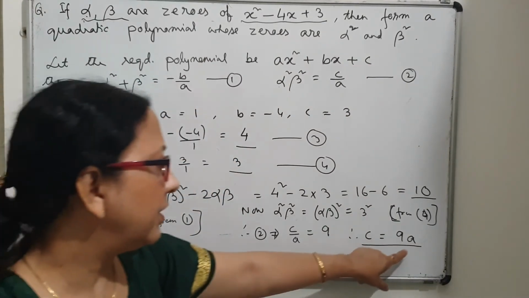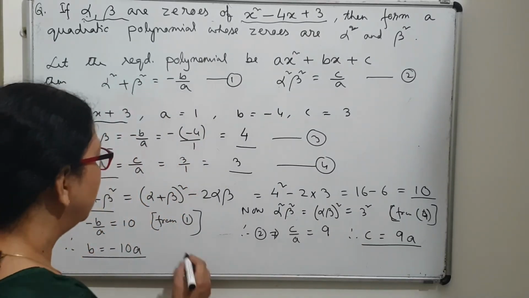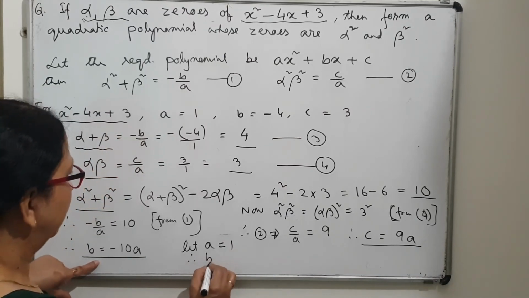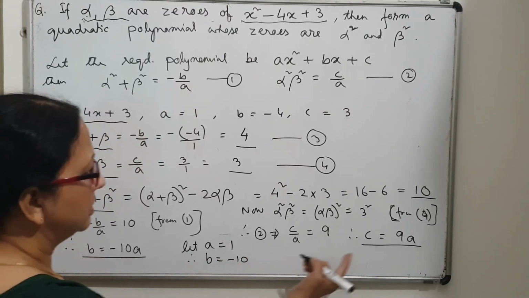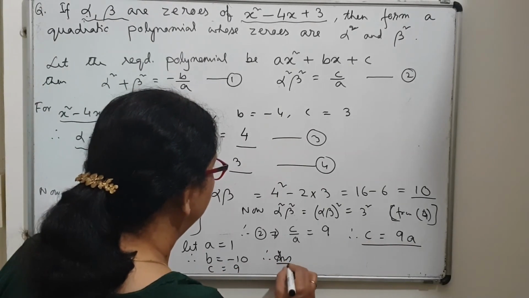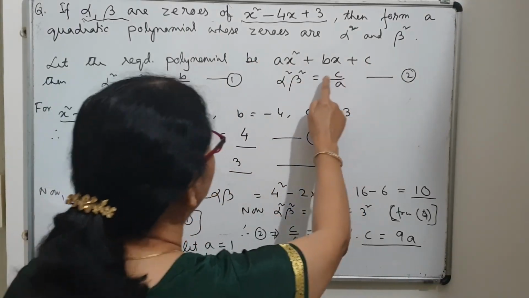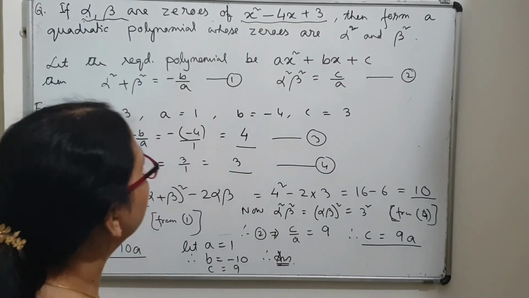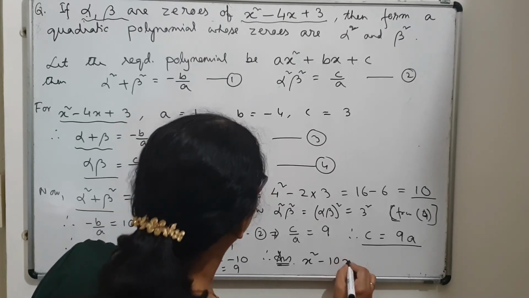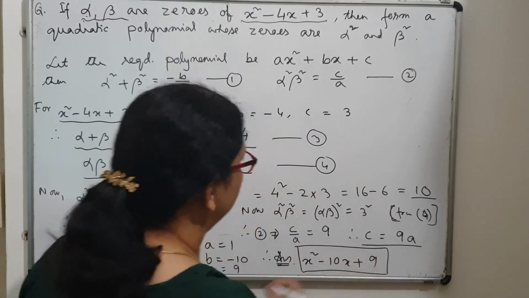A is common to both the relations, so I can assume any value of a. For simplicity, let us take a to be 1. So let a be equal to 1. Then what will be b? Then b will be minus 10 and c will be 9. Therefore your answer, what is the answer? Required polynomial is this. So just put the values of a, b and c and get the answer. A is 1, so it is x square, b is minus 10x, plus c, 9.